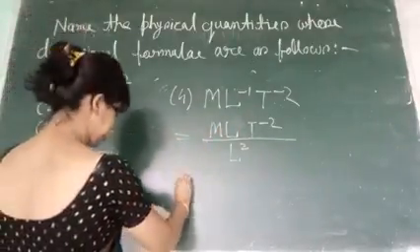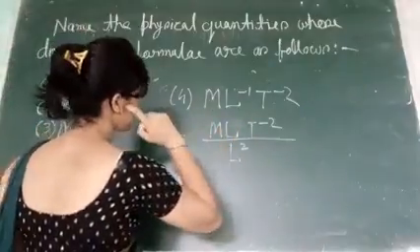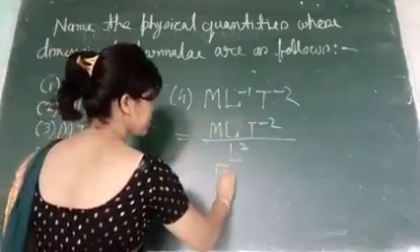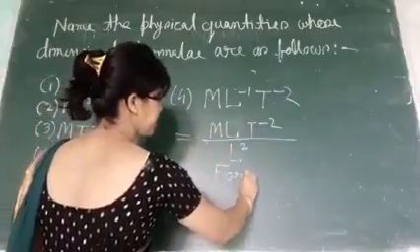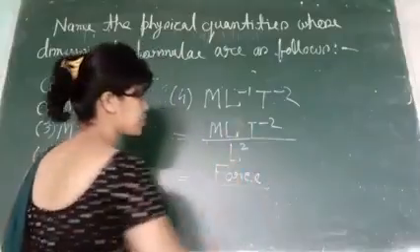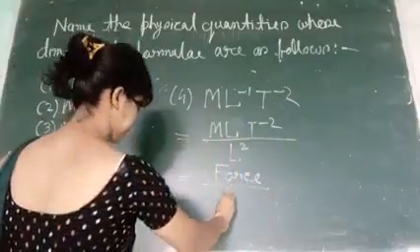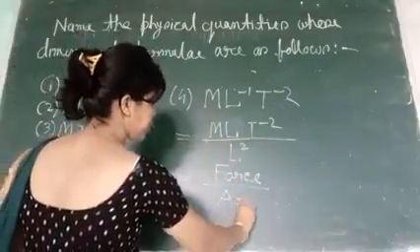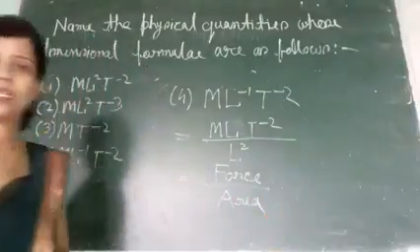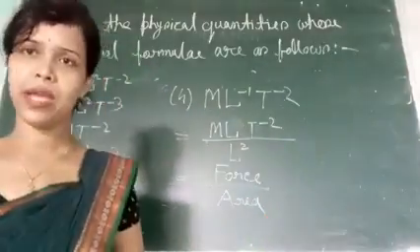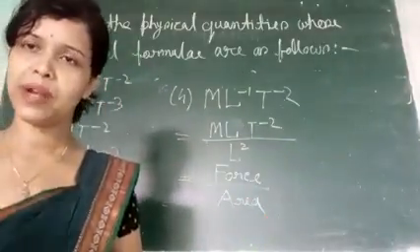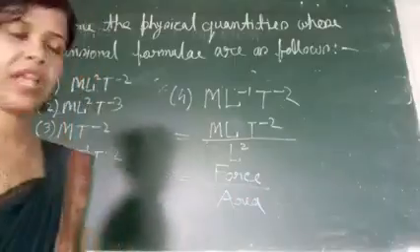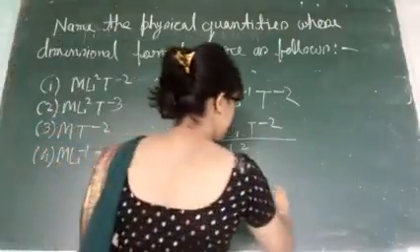So M L T to the power minus 2, this is force, and L squared, this is area. So force divided by area. What is this? Force per unit area. This is called the pressure.